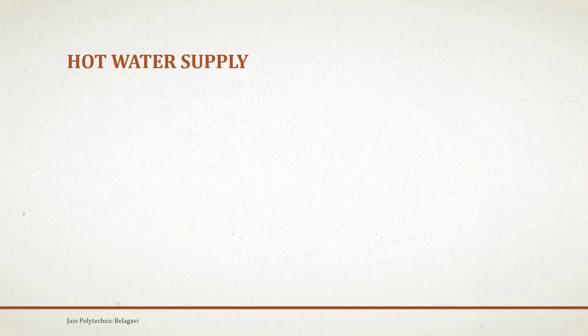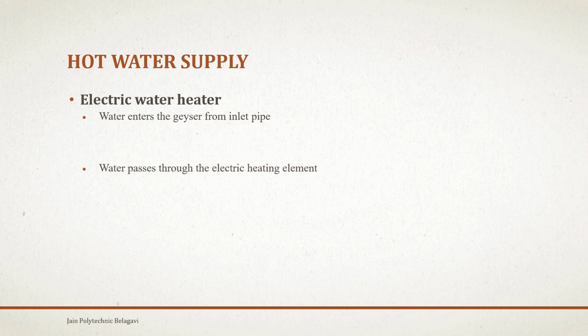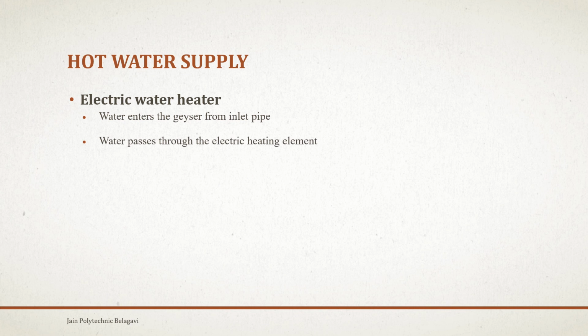Next we will be discussing the hot water supply, how we get the hot water. There are two types. One is the electric water heater. In this, water enters the geyser from the inlet pipe. Water passes through the electric heater element. The water gets heated. Then the heated water is taken out from the outlet.